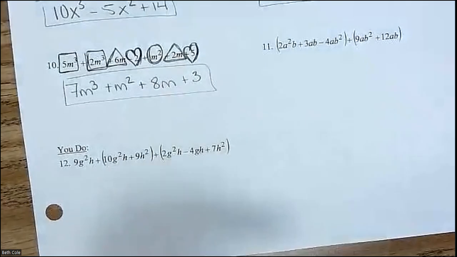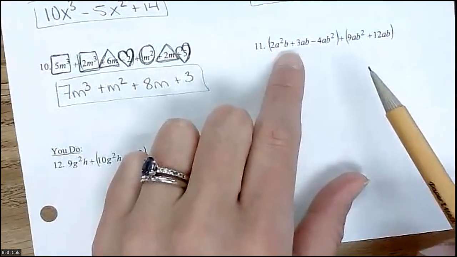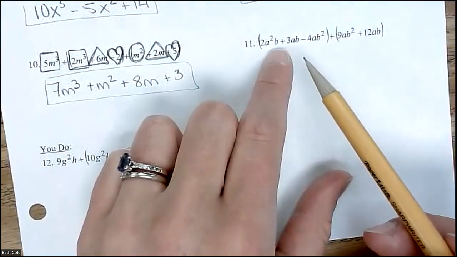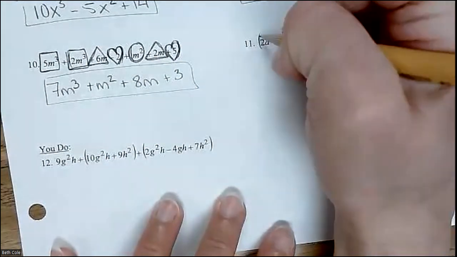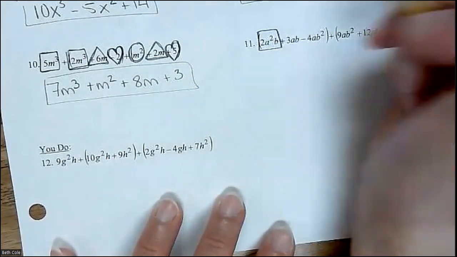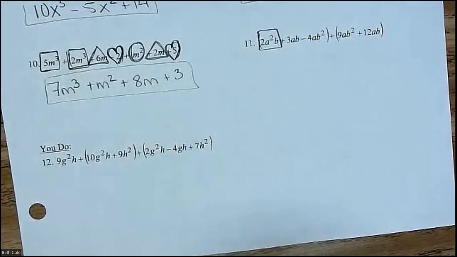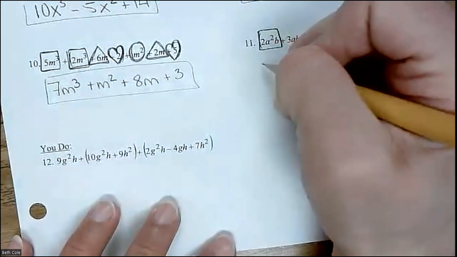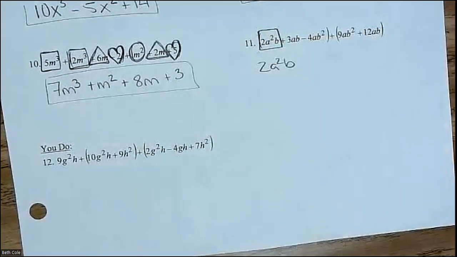Okay, let's try one more together, and then I'm going to give you one to try on your own. Now, this one has A's and B's, so you're going to have to be really careful. We have 2a squared b. So you need to find another a squared b. It has to match exactly. Do we have another a squared b? No. Okay, so cool. Just leave it. If it doesn't combine with anything, just leave it alone.